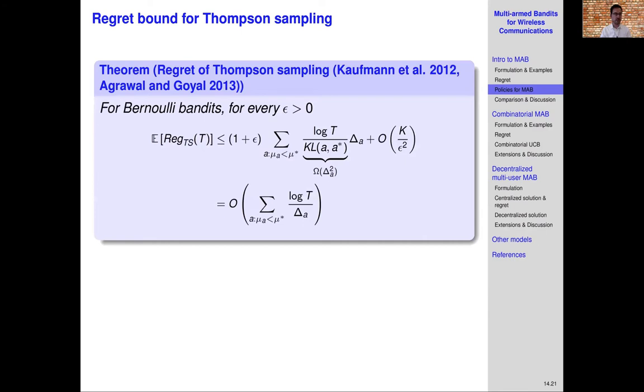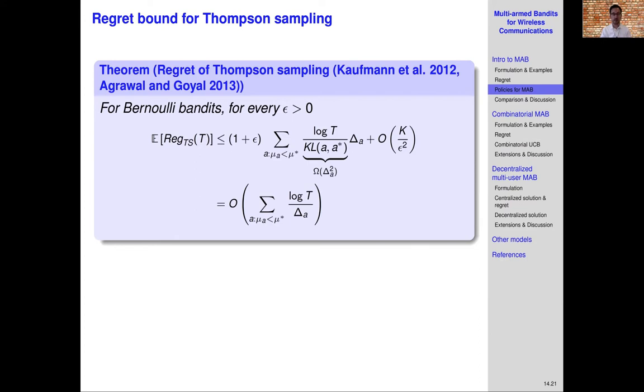This theorem shows that Thompson sampling achieves the optimal growth rate of the regret. You see that the regret increases logarithmically over time. It is also proportional to the gap of each arm divided by the KL divergence between distributions of suboptimal arm A and optimal arm.